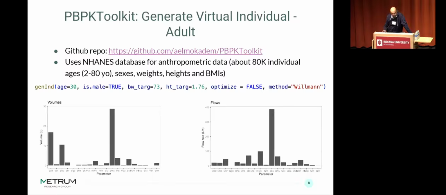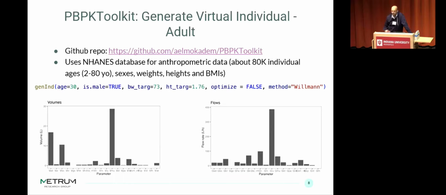So it's on GitHub. It uses the enhanced database for anthropometric data, which includes about 80K individuals. So it's a huge number of individuals, ages 2 to 80. You notice here right away that it doesn't go to children below 2. So this is something that still needs to be appended to the algorithm. It has the sexes, weights, heights, and BMIs. And if you run this, it's very simple.